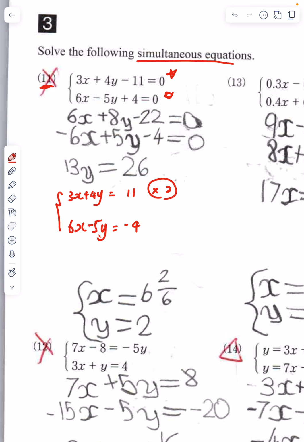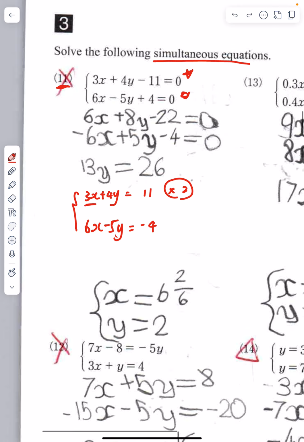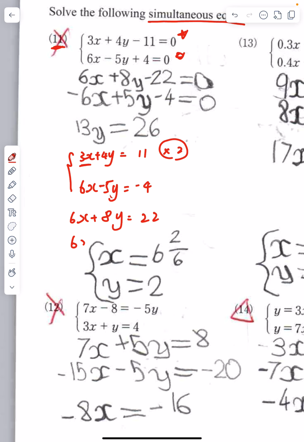And then I want to multiply the first one by 2. The reason why is I have the 3x and I want to get rid of x. Alternatively, you can multiply this equation by 5 and this equation by 4 to get rid of y. No problem at all. But in this case, I think it's better to just do the easy part, which is multiplying the first equation by 2, and you will be getting 6x plus 8y equal to 22. And then you still have 6x minus 5y equal to negative 4.